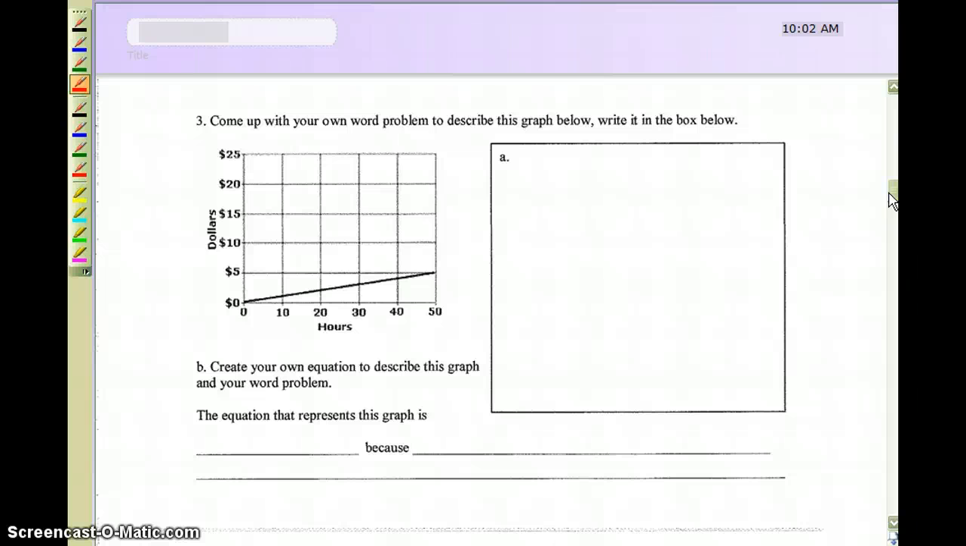And number 3, I'm going to come up with a word problem. So really this could be any word problem. It looks like that there's 50 hours. I only received $5. Not a lot. That's also the same as saying that 10 hours is I get $1. Maybe for 1 hour I get 10 cents.